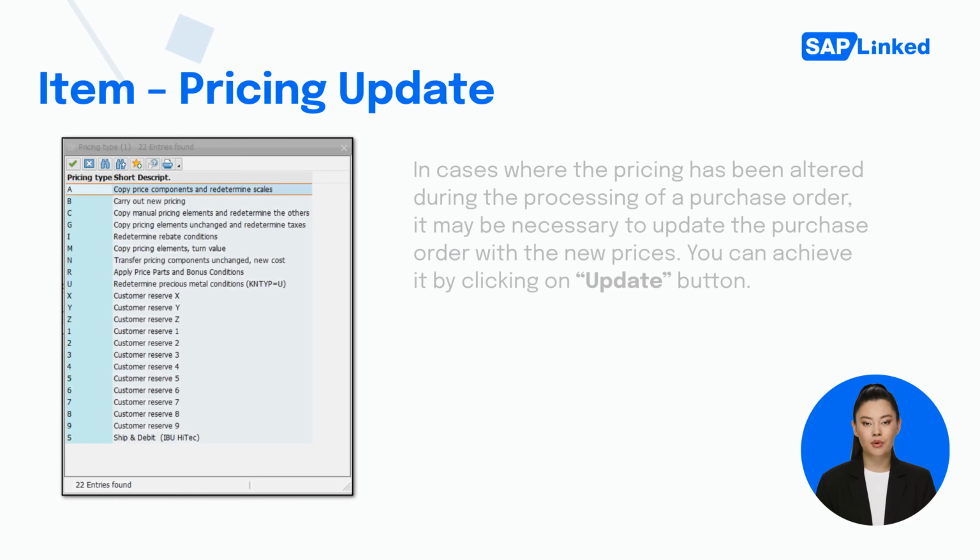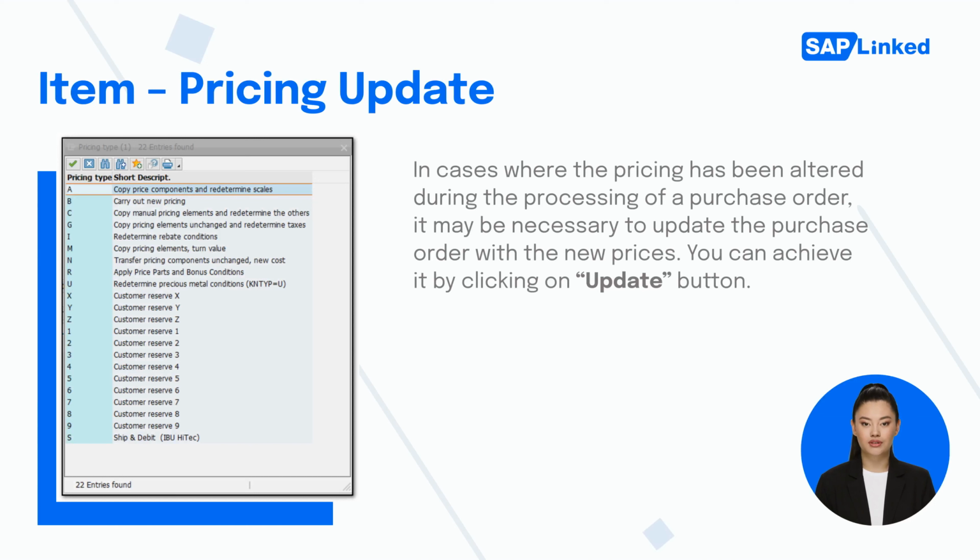In cases where the pricing has been altered during the processing of a purchase order, it may be necessary to update the purchase order with the new prices. You can achieve it by clicking on the Update button. You can see there are multiple options, as shown in the picture.